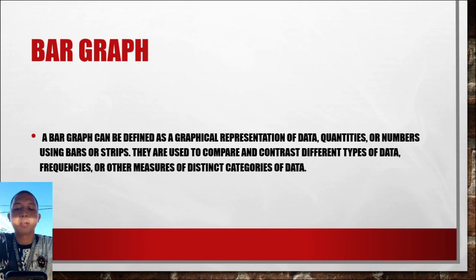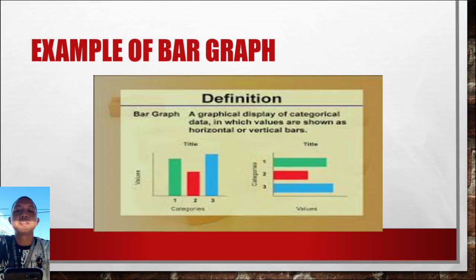Bar graph. A bar graph can be used as a graphical representation of data, quantities, or numbers using bars or strips. They are used to compare and contrast different types of data, frequencies, or other measures of distinct categories of data. This is the example of a bar graph. Bar graph is also considered an example of data gathering, the same as pie graph, but the graphical display is shown as horizontal or vertical bars.